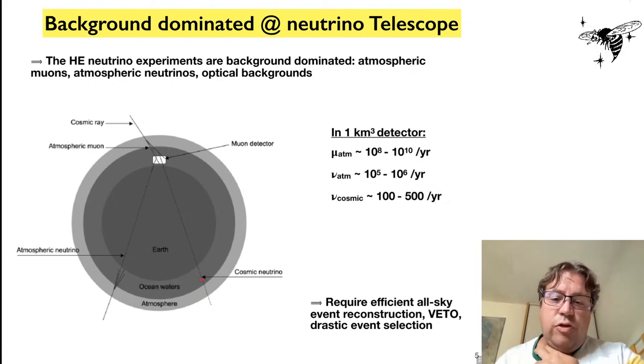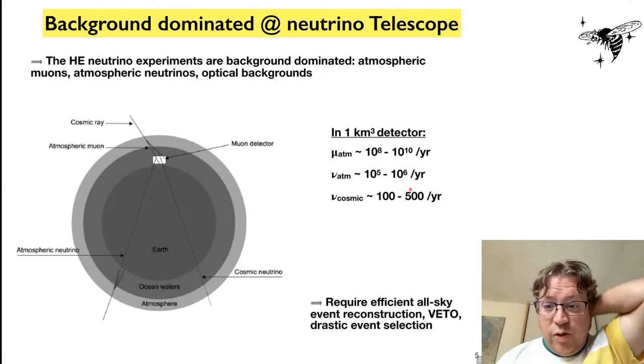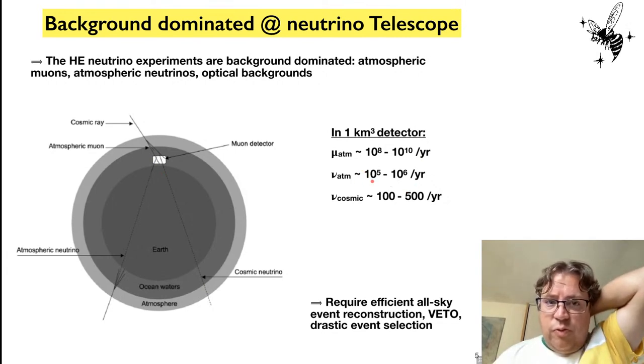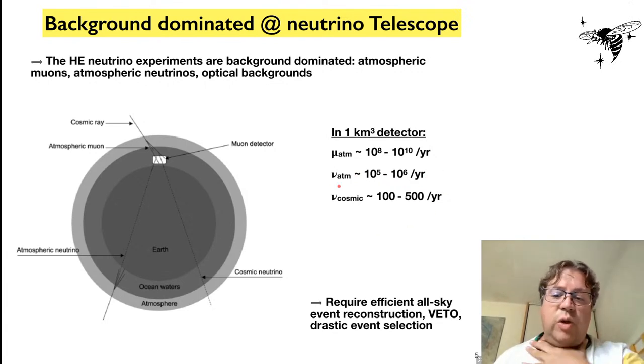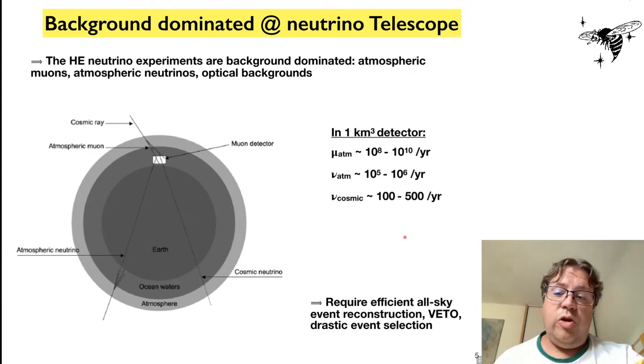The other background is where a cosmic ray interacts on the other side of the Earth, and the muon decay produces neutrinos, and the neutrinos can reach the detector; here you have around 100,000 to 1 million per year. And finally, the signal is around 100 to 500 per year in one cubic kilometer. So you see that for ANTARES it is around 1 to 5 per year.